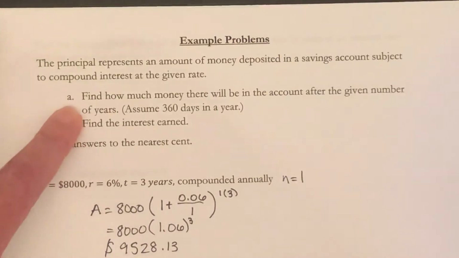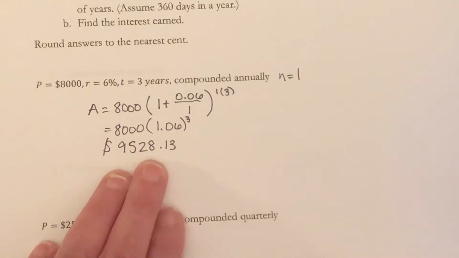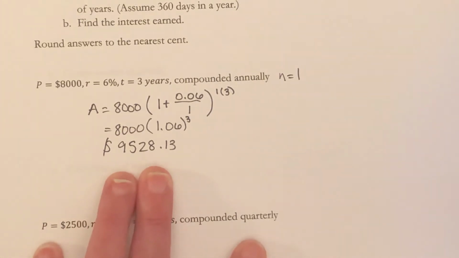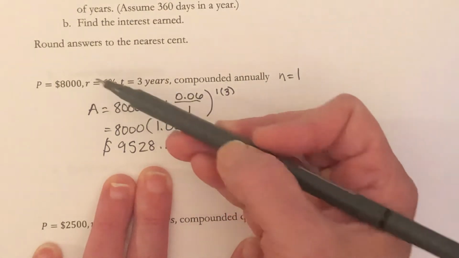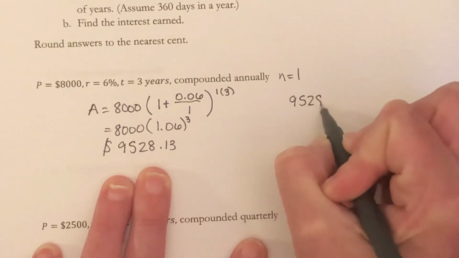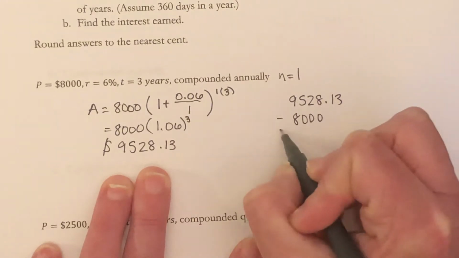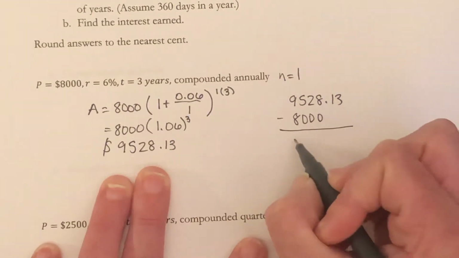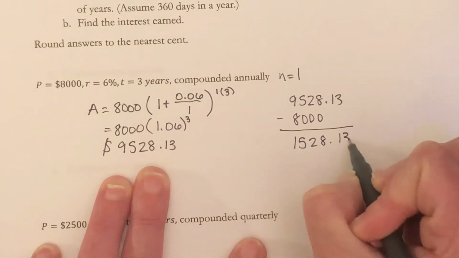So the answer to the first part of the question, how much money will there be in the account after the given number of years, is this: after 3 years, we'll have this amount of money. The second part asks us to find out how much interest we earned. And all you have to do is take your accumulated value and subtract off your principal to find out the amount of interest. So 9528.13 minus 8,000. So the amount of interest earned is $1,528.13.